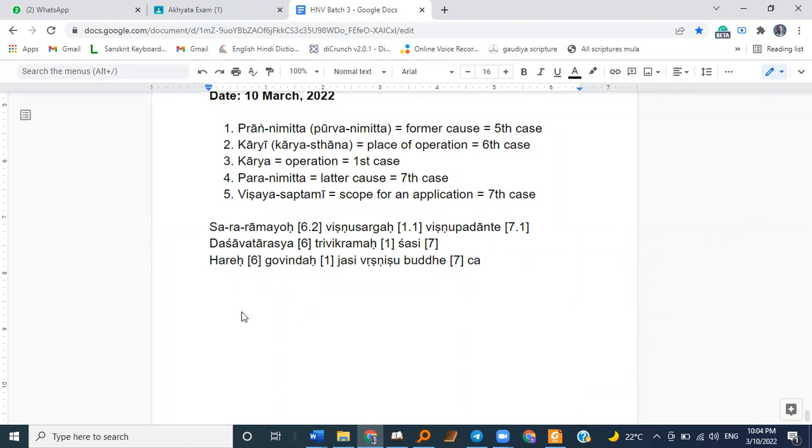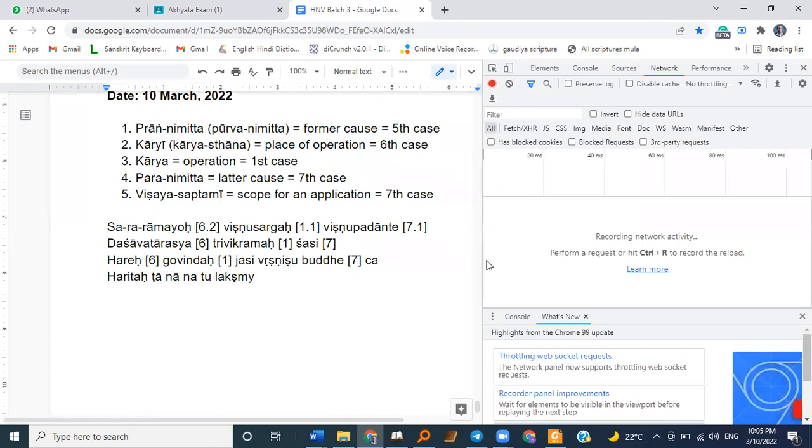Is there any example of Harehe in Panchami? Any sutra? Haritashthana Natu Lakshmi. But there tas is used. Yes, I think just to differentiate. This is also a good point, that Haritaha. Okay, we have taken a wrong example. Haritash, Tana Nahatu Lakshmyam. What is that?